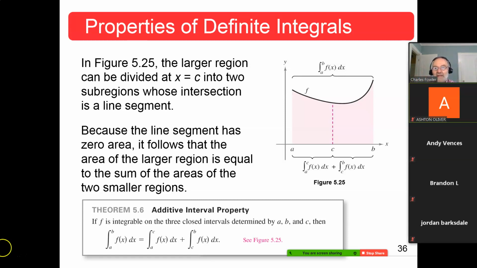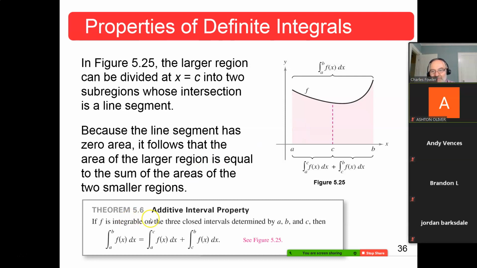Okay. So, in this figure, we've already done that. Because the line segment has no area, of course, that's from C to C, it follows that the area of the larger region, that's the whole area here, is the sum of this area plus that area. I mean, it kind of just makes common sense. But I can remember one of my teachers in high school said common sense is not so common anymore, so I don't know if you find that to be the case.